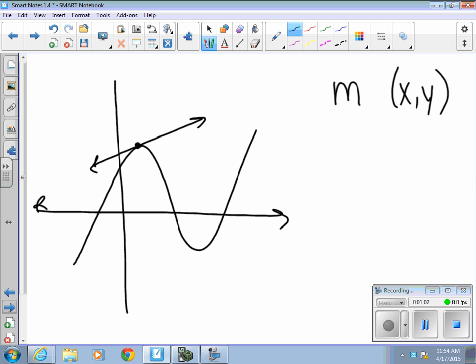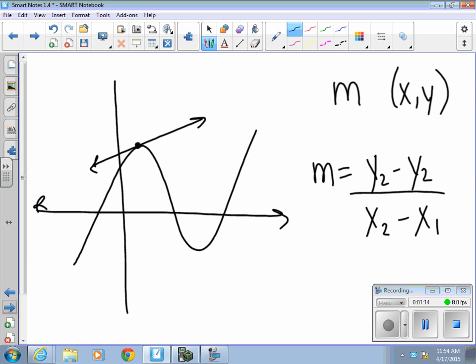How do you get slope when you only have one point? Typically, our slope is y2 minus y1 over x2 minus x1. But in this case, we only have one point. How are we going to deal with that? I'll show you. Let's say we estimate another point on the curve, because all we know about is the curve. So let's say we put a point right here.